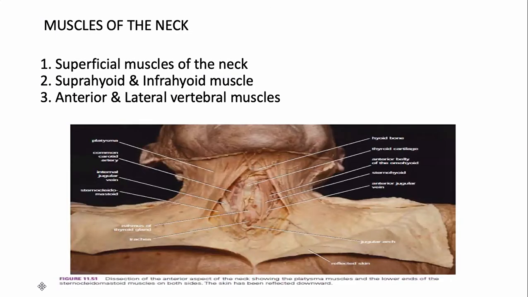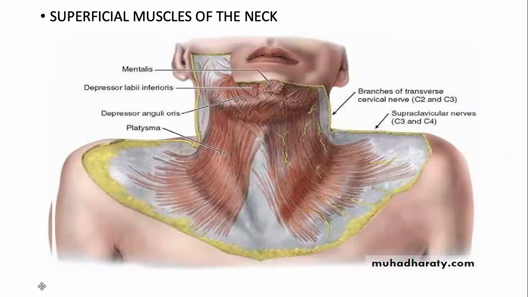The muscles of the neck may be categorized as the superficial muscles of the neck, the suprahyoid and the infrahyoid muscles, the anterior and the lateral vertebral muscles. These are the superficial muscles of the neck. There are two platysma. The platysma originates from the deep fascia of the anterior chest wall. It is attached to the body of the mandible and the angle of the mouth. This muscle is located subcutaneously in the neck.